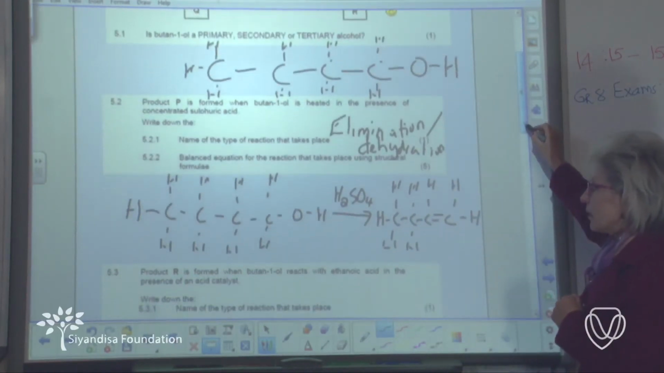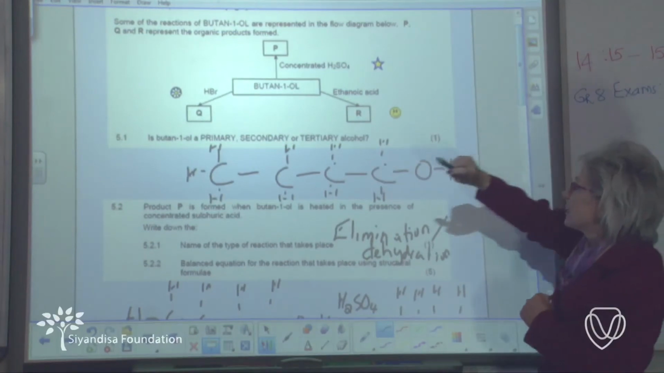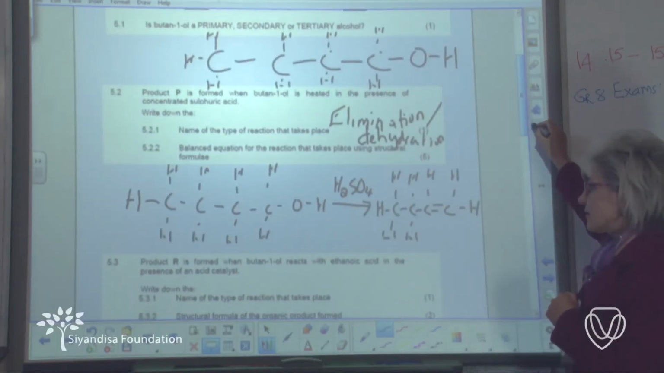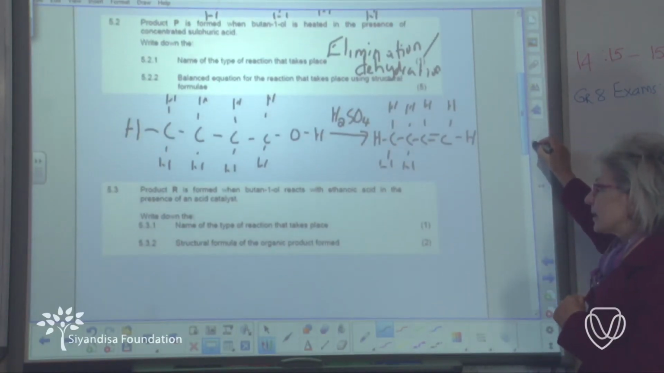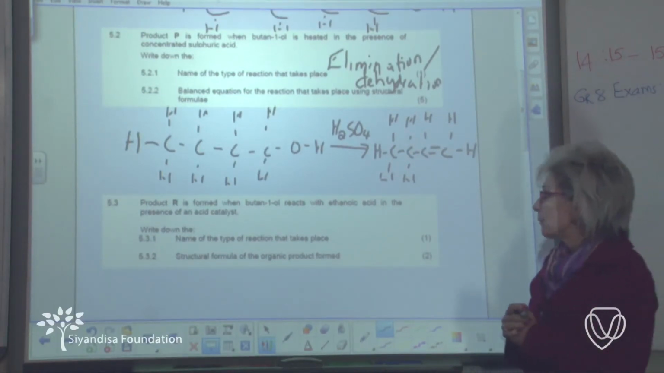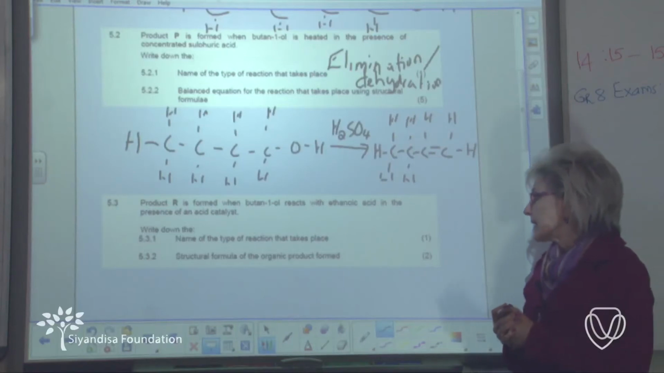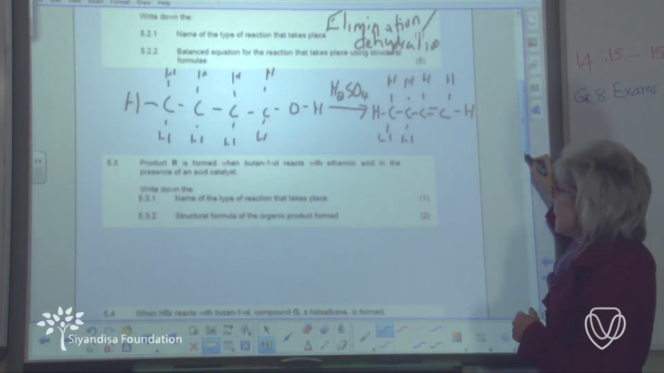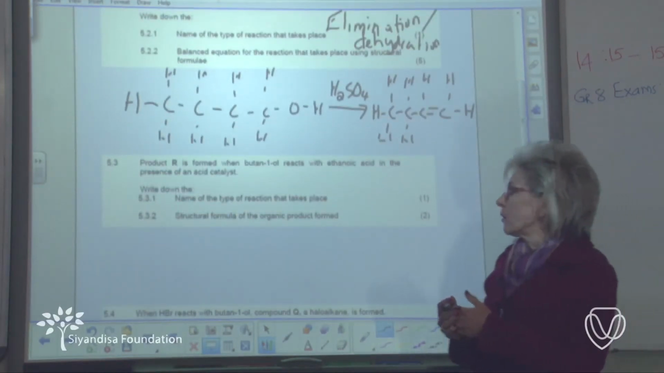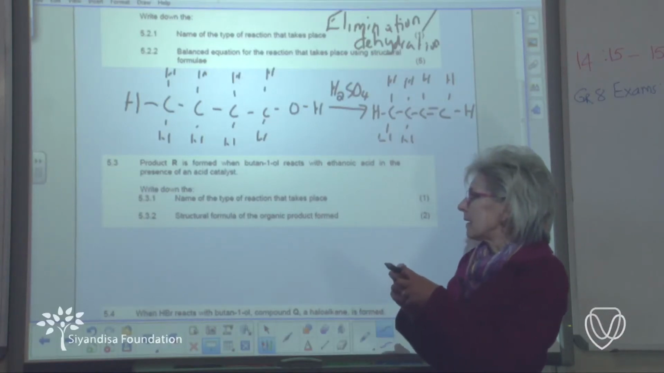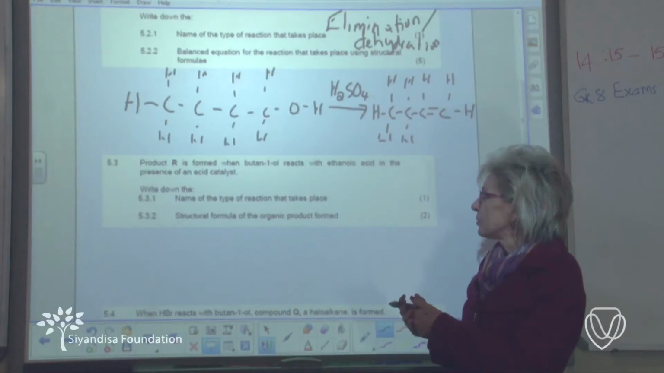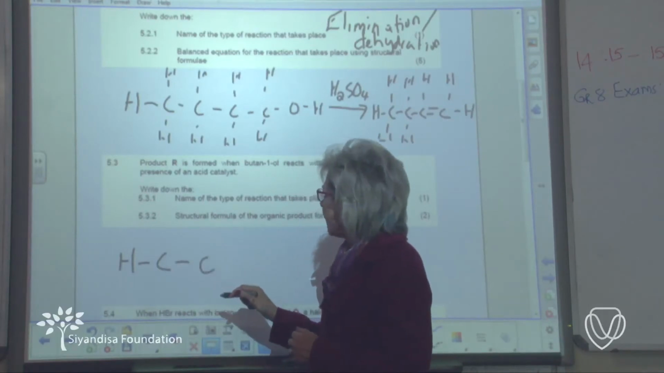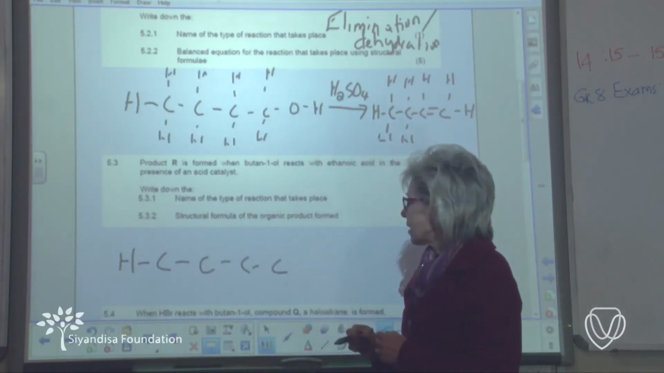Question 5.3. Product R, so let's go back. Product R, look at product R. It was butanol, and you've reacted it with ethanoic acid. So product R is formed when butane 1-ol reacts with ethanoic acid in the presence of an acid catalyst. Write down the name of the type of reaction that takes place. Now we know it's esterification, and the structural formula of the organic product formed. So it is up to you to decide whether you want to draw the formula of the alcohol first, or whether you first want to draw the formula of the acid. If we draw the alcohol first, remember there are 4 carbon atoms.